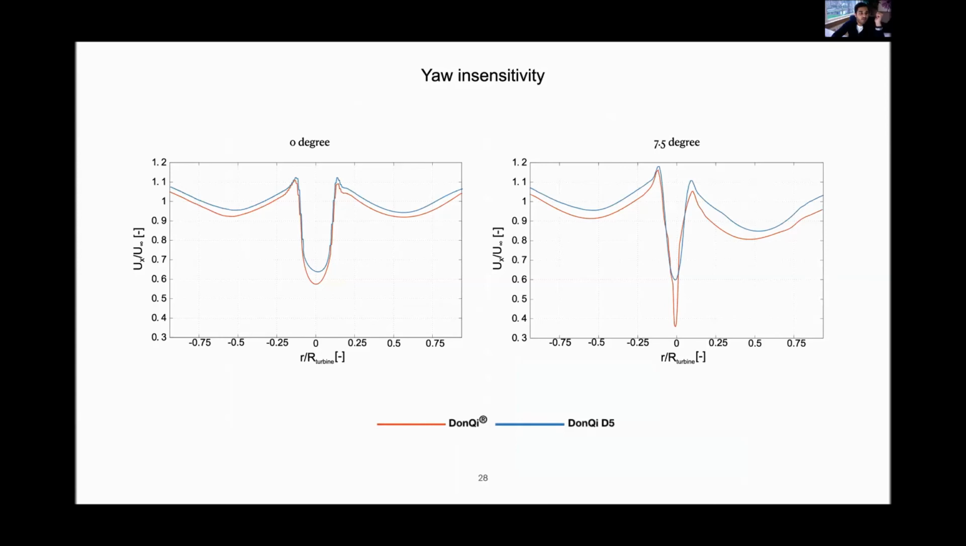So we tested the same for the azimuthal variation of the radial velocity across the turbine plane. And this is what I show you, the figure on the right. You would see that the Donchi D5 version would show a velocity rise in comparison to the baseline case.